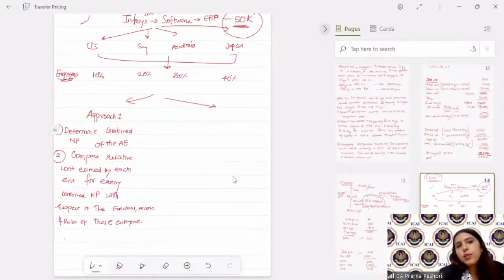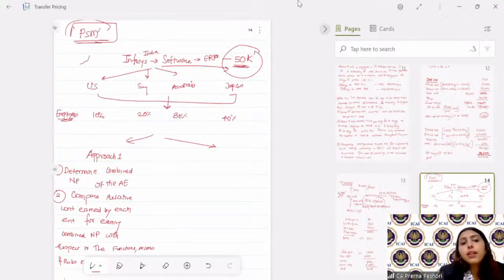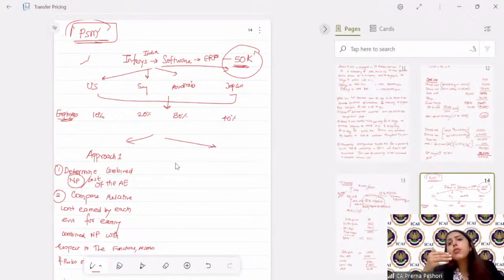So what you are basically doing here is you will determine the combined net profit. Here I have used the term net profit. It could mean also the cost. Here, because we have incurred the cost, here it is not net profit, here it is a cost. It could be net profit also based on, say for example, there are integrated operations where each entity is contributing towards the net profit of Infosys. So then in that case, we will take net profit. But here, since Infosys has incurred the cost and it has allocated to different entities, so here we will take the combined cost, which is 50,000.